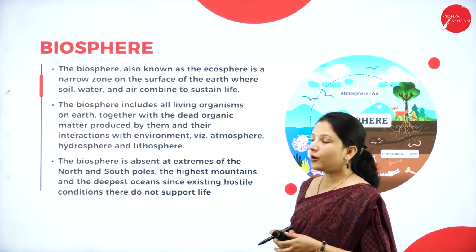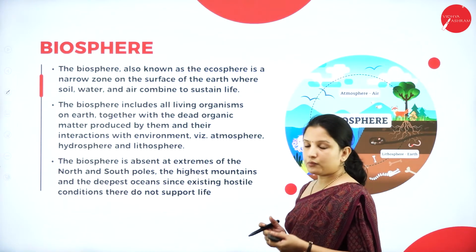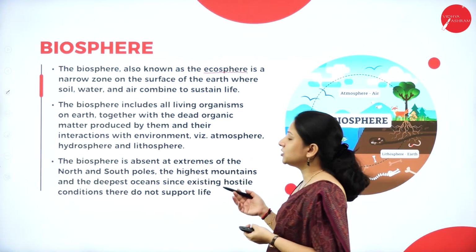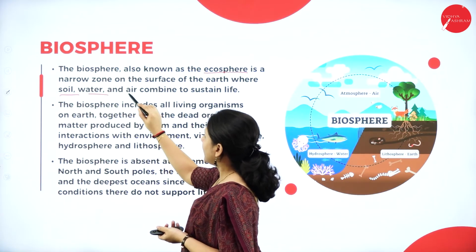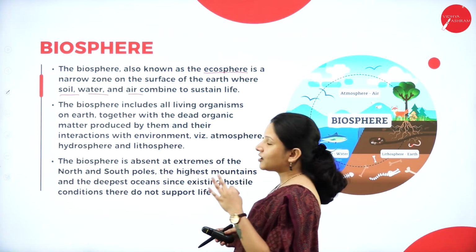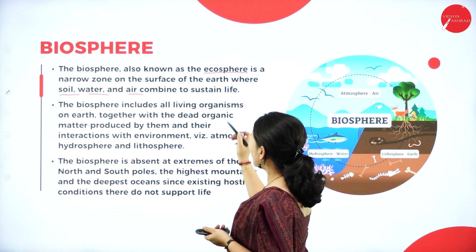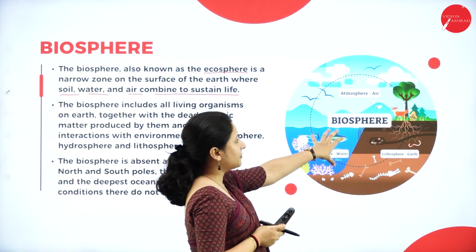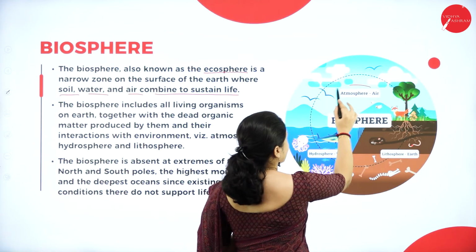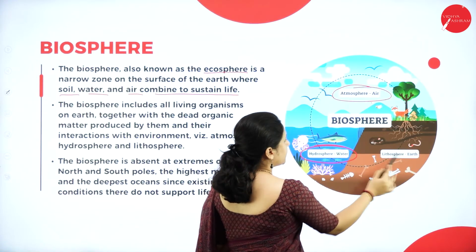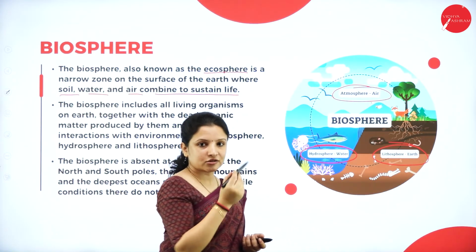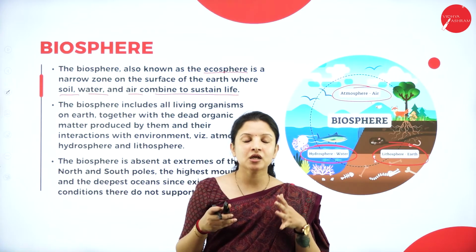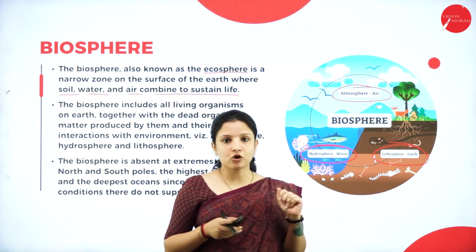So next, moving to one more component, the biosphere. There is one more term for that. It is also called the ecosphere, and it is one of the narrow zones on the surface of the Earth where soil, water and air combine in order to sustain life. Soil means lithosphere, water is hydrosphere and air is atmosphere. In order for life to survive properly, all these combine to form the biosphere. What all? The air, that is the atmosphere, the water, that is the hydrosphere, and the earth or the soil, that is the lithosphere. So all these combine to form the biosphere, and we live in a biosphere wherein we are interacting with all of these components.